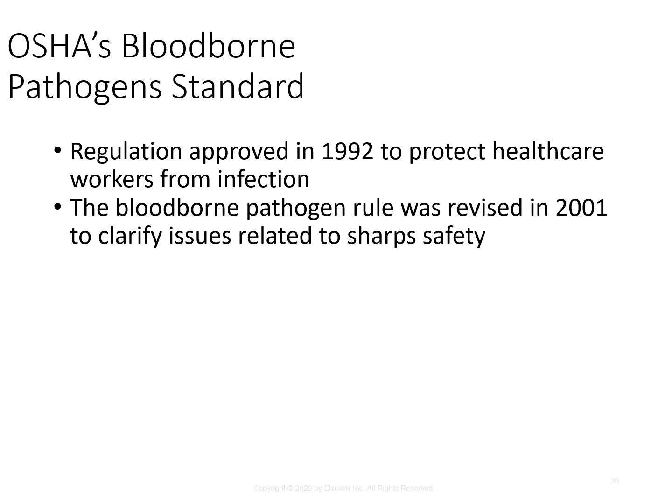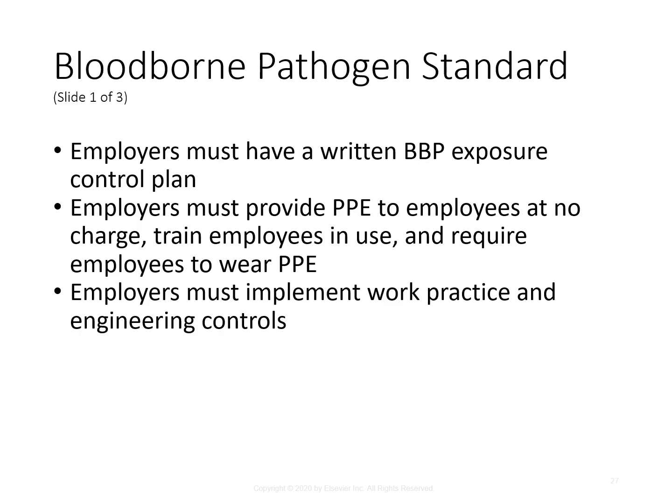The bloodborne pathogen rule was revised in 2001, and that was really just to help clarify issues related to sharps safety. Bloodborne pathogen standard, once again: employers must have a written bloodborne pathogen exposure control plan. Employers must also provide PPE to the employees at no additional charge. So you will never be responsible for buying your own gloves, mask, anything like that while in the workplace. And employers must implement work practice and engineering controls as well.